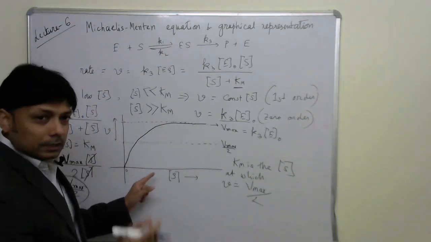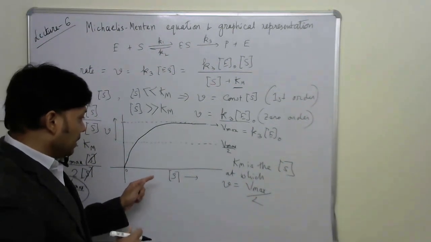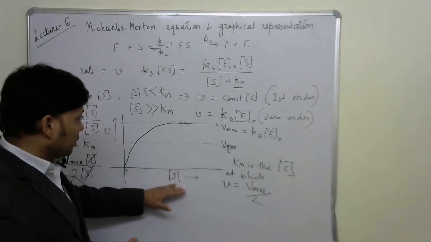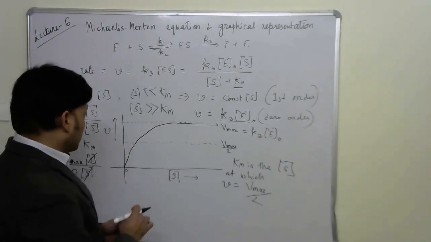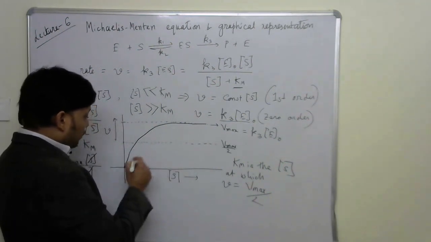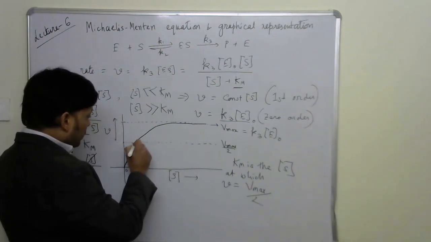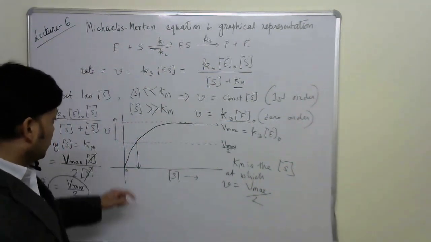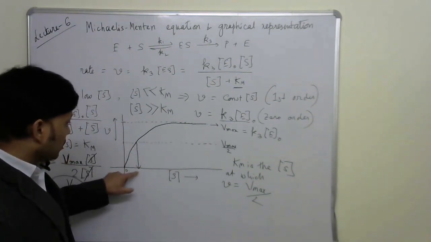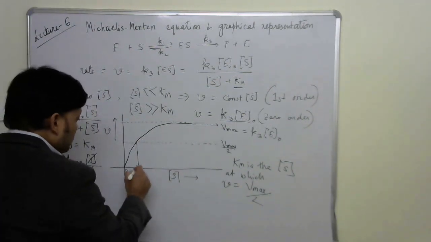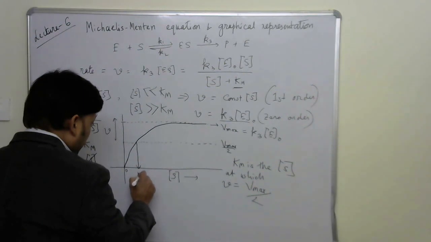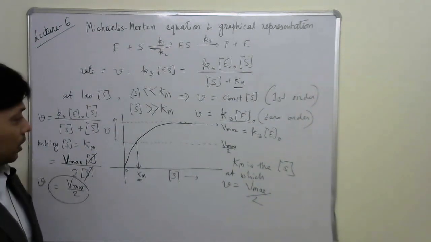Okay, so from the graph plot, if we do the backward thing, we will try to find the substrate concentration at which the velocity becomes Vmax by 2. So the V versus S plot gets Vmax by 2 at this point. So I'm going to draw a line to find out the substrate concentration at which it happens. So this particular substrate concentration is actually the value of the Michaelis constant, that is Km.